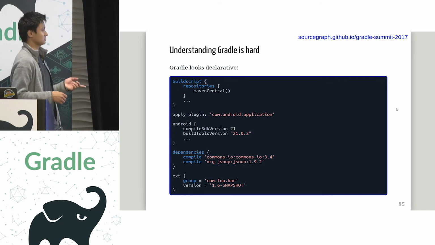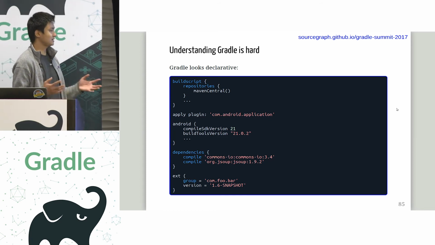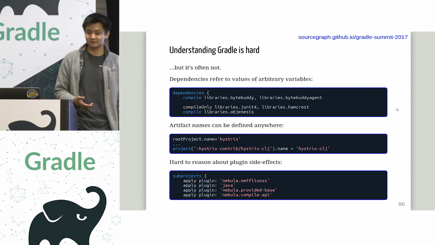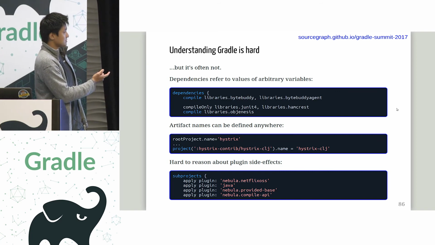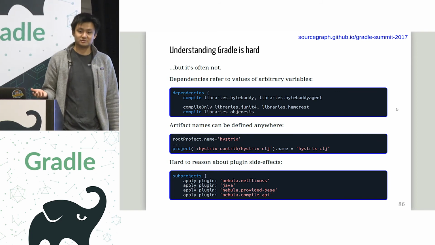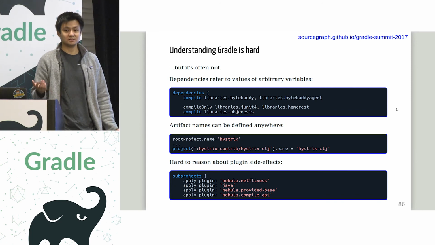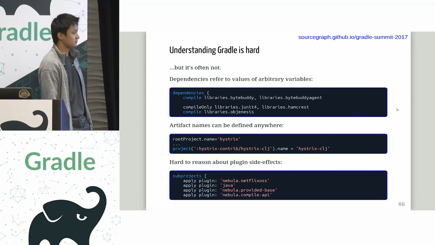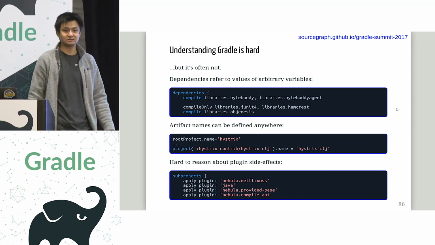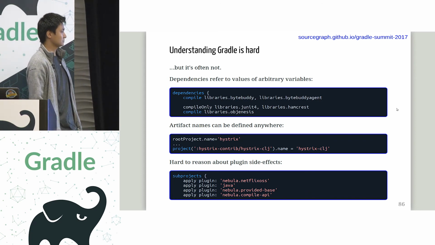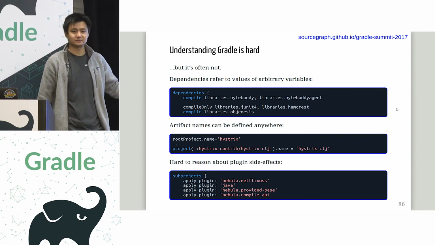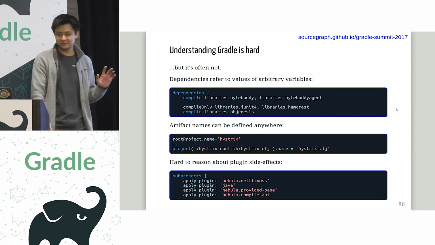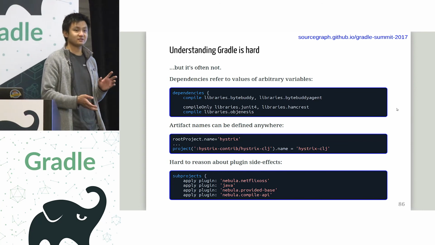It's that Gradle looks declarative. If you look at it, it looks like annotated JSON, pretty straightforward. But it's often not, right? So in Gradle, when you define your dependencies, you can pass it the values of arbitrary variables. And who knows how those values get initialized or set or modified over the course of the execution of the script. Even things like artifact names. If you're publishing an artifact to Maven Central or another repository, those can be defined anywhere in the script. And you also have all these plugins which do amazing things, but they can also have side effects, and it's very hard to reason about those side effects.